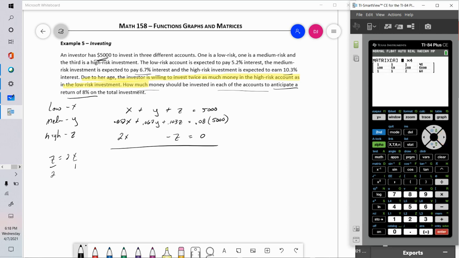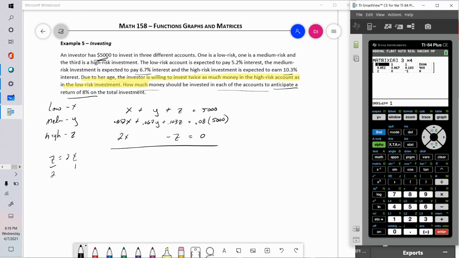Matrix. And again, 3 rows, 4 columns, 3 by 4 matrix. 1x, 1y, 1z, 5,000. 0.052x, 0.067y, 0.103z. Now you ready? 0.08 times 5,000. The calculator will handle this perfectly for us. It's 400. 2x, 0y, negative 1z, 0.